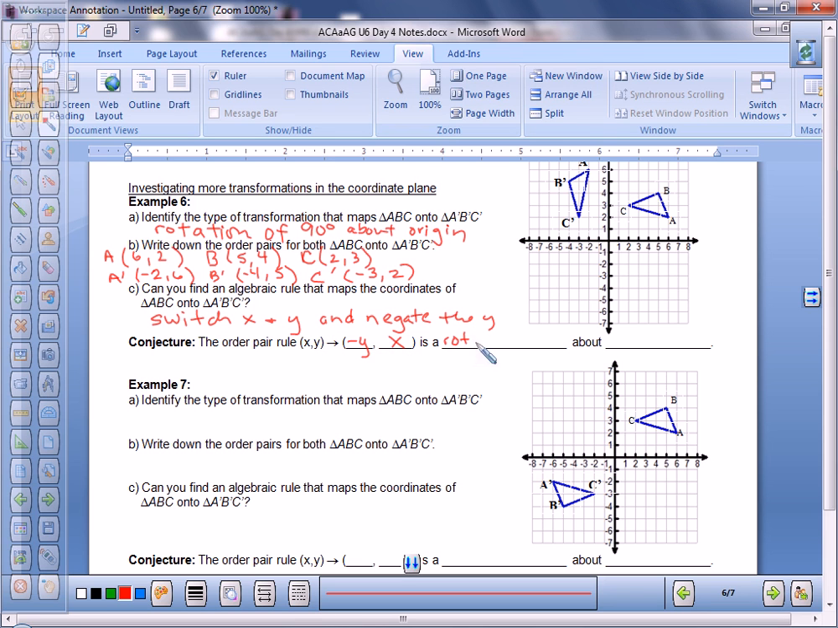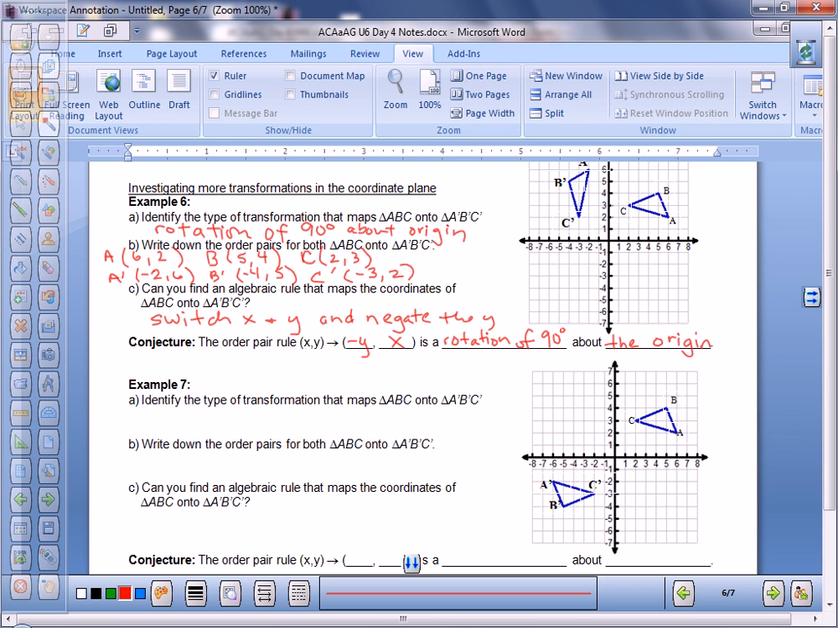Now, in a math class, your rotations are always counterclockwise unless otherwise stated. So you could put CCW here if you wanted to for counterclockwise. But if you ever intend to say clockwise, then you have to say clockwise. Isn't it going clockwise in this one? No, look at the original and look at the prime. Oh, I was looking at prime to original. Okay.